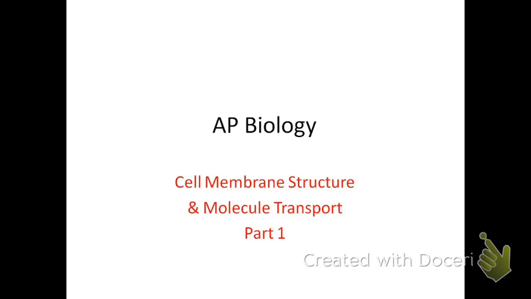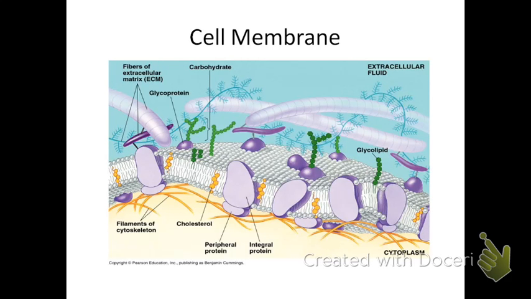Today we're going to begin talking about membrane structure and transport of molecules. So the first thing we need to talk about is the cell membrane. We know the cell membrane is selectively permeable. So the cell selects what materials can enter or exit the cells through the membrane.